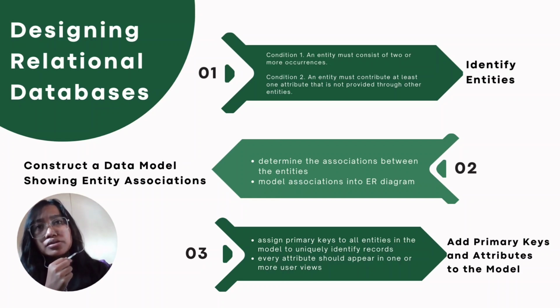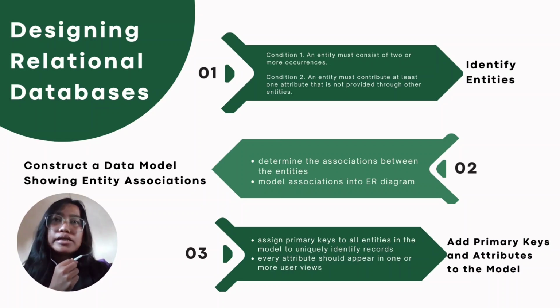To reiterate an important point, the organization's business rules directly impact the structure of the database tables. If the database is to function properly, its designers need to understand the organization's business rules as well as the specific needs of the individual users. And the third phase is to add primary keys and attributes to the model.